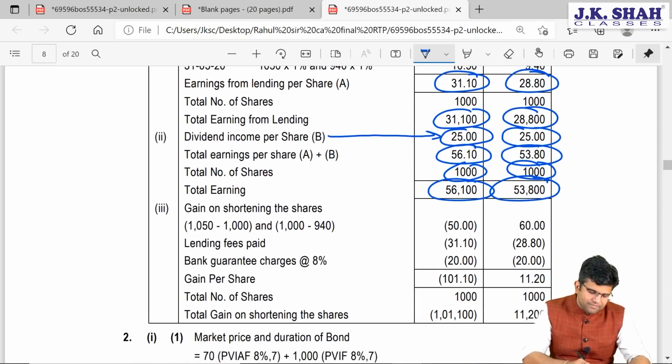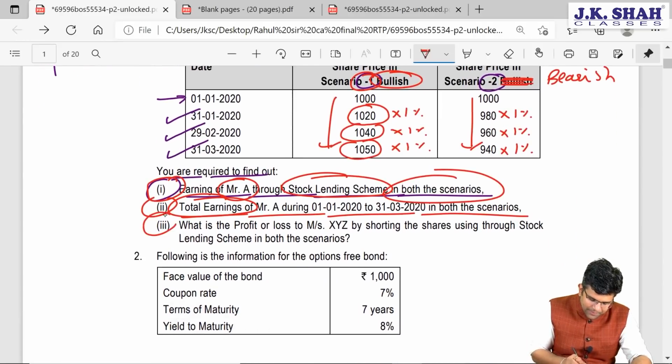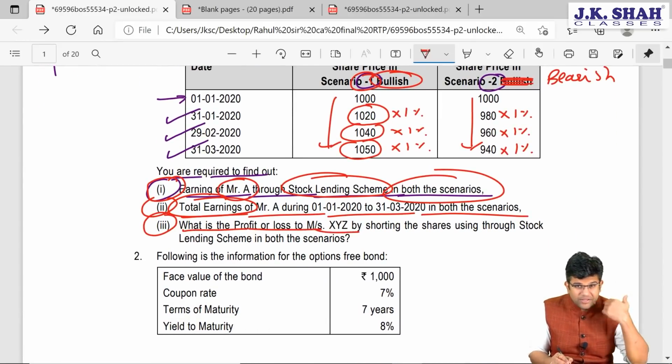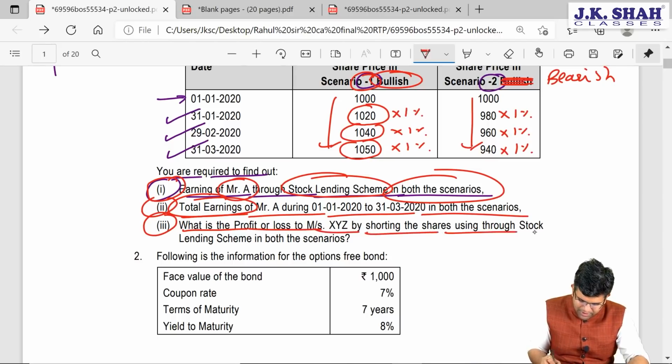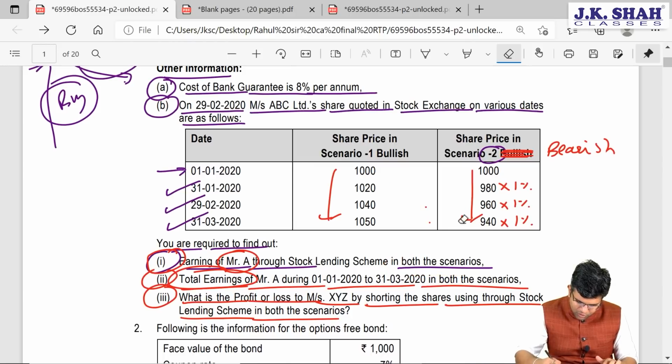This is a mystery for all of us, since that question data is not available. I am proceeding ahead. Okay, then children, point number 3, they are asking now, what is the profit or loss to XYZ, the person who is borrowing the shares by shorting the shares using stock lending schemes under both scenarios. Let me explain this to you, children, from XYZ's point of view.